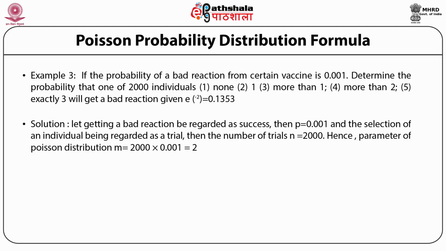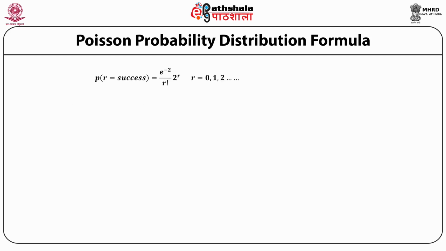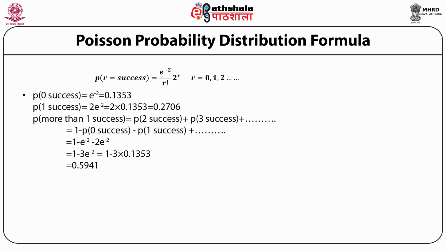That was the mean. So the probability of r successes, the formula is e raised to power minus 2, 2 raised to power r upon r factorial. First, we will find the probability of 0 success. So r is 0, 2 raised to 0 is 1, and 0 factorial is 1. So e raised to power minus 2 is the answer. Probability of 1 success: again in the denominator, r factorial means 1 factorial, and 2 raised to power r means 2 raised to power 1. So 2 times e raised to power minus 2 is the answer.